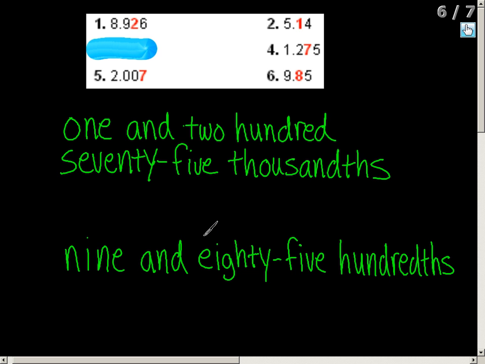Okay, so here are the two answers: 1 and 275 thousandths. The 5 fell in the thousandths place, so that's why we gave it that last name. And also 9 and 85 hundredths. The 5 fell in the hundredths place, so that's why we gave that last name.